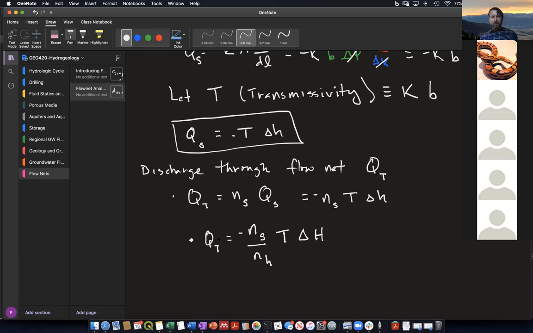So this is a really important equation for calculating total discharge through groundwater flow systems. All we have to do is draw this flow net. It's a pain, but we can now calculate the total discharge for pretty complex geometries.